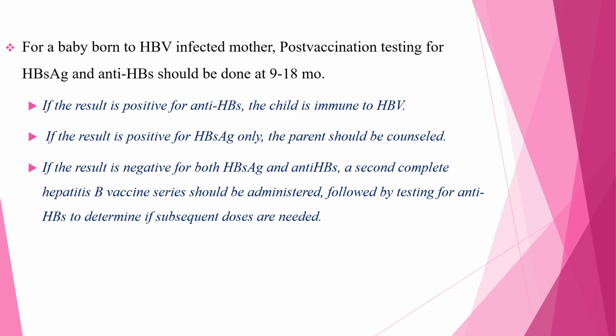For a baby born to a hepatitis B virus infected mother, post-vaccination testing for hepatitis B surface antigen and anti-hepatitis B surface should be done at 9 to 18 months. And if the result is positive for anti-hepatitis B surface, the child is immune to hepatitis B virus. If the result is positive for hepatitis B surface antigen only, the patient should be counseled because the child is already infected. And if the result is negative for both hepatitis B surface antigen and anti-hepatitis B surface, a second complete hepatitis B vaccine series should be given and followed by testing for anti-hepatitis B surface to determine if subsequent doses are needed.